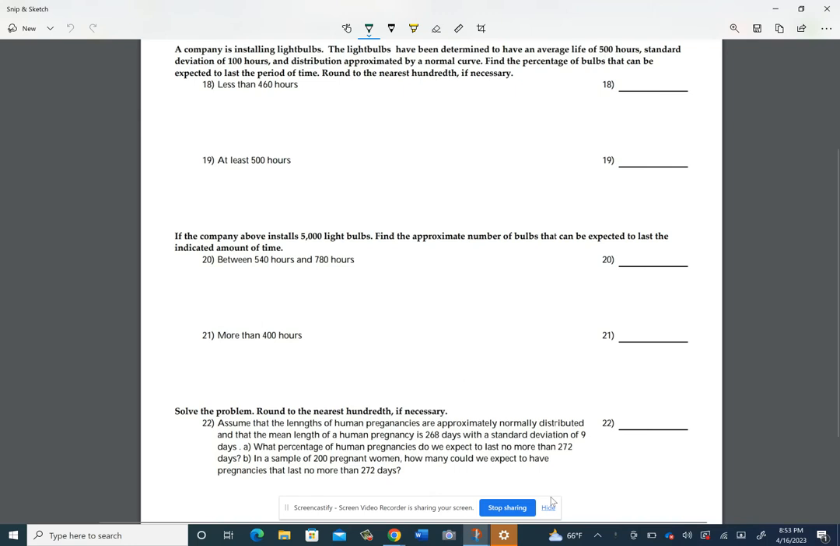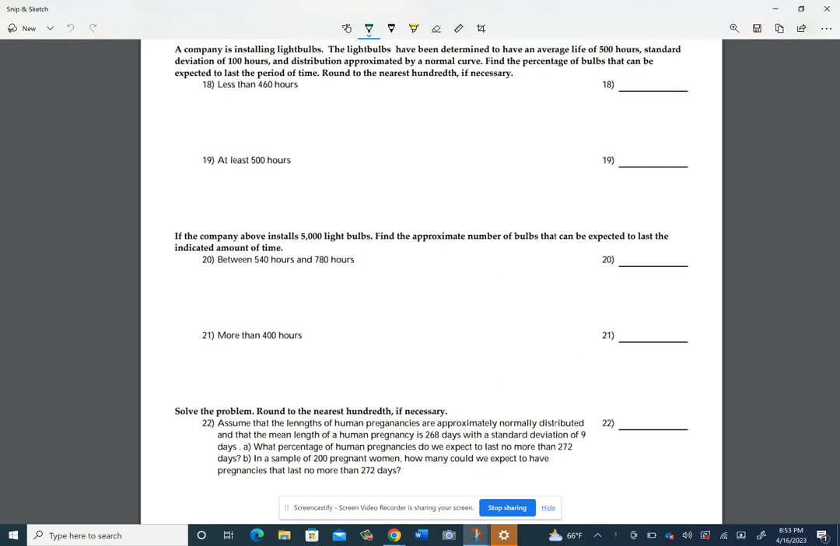All right, let's do some more of the Z-score problems. So this is still 12.5, but these are in context, okay? So let's see if we can get these set up. Here we have a company that's installing light bulbs, and these light bulbs have been determined to have an average life of 500 hours with a standard deviation of 100 hours.